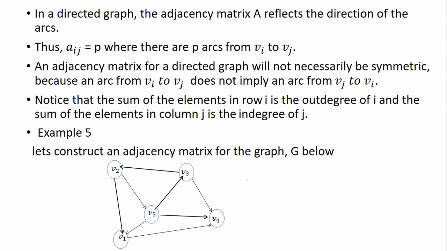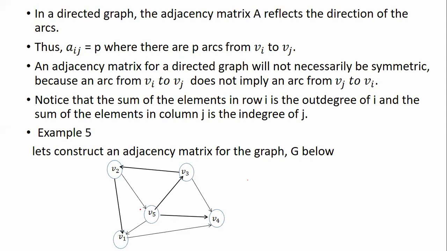Let's go to vein 4. Vein 4 to vein 1: 0. To vein 2: 0. To vein 3: 0. To vein 4: 0. To vein 5: 0. So we are done with that one.